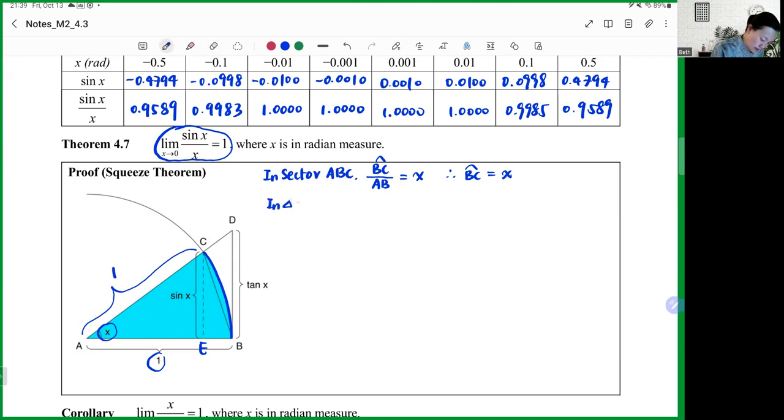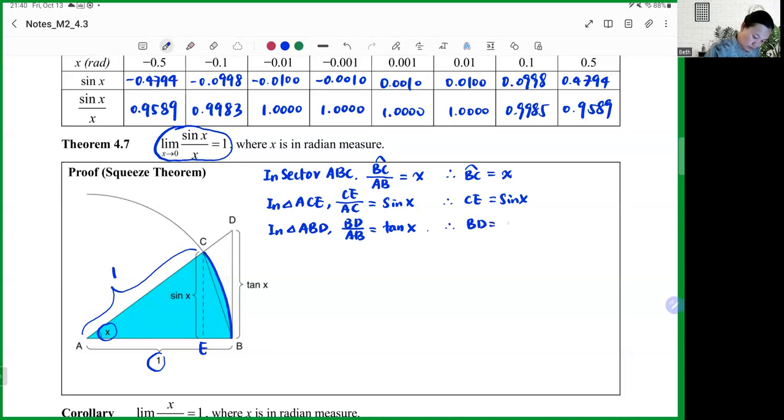In triangle ACE, CE divided by AC equals sine X. Therefore, CE, the line segment, equals sine X. In triangle ABD, BD divided by AB equals tangent X. Therefore, BD equals tangent X.